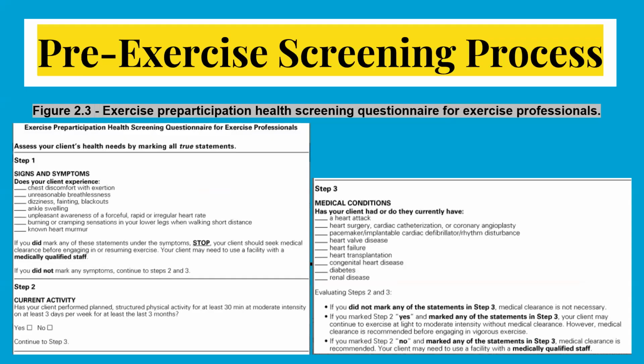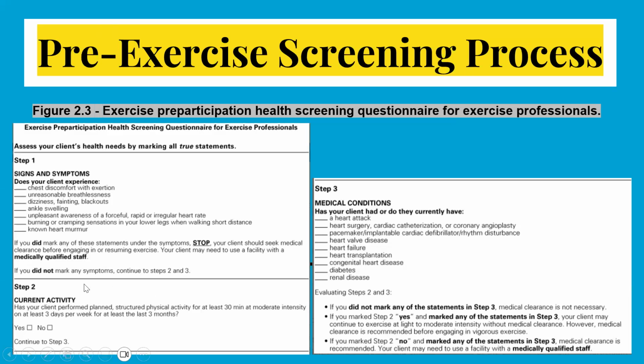The last thing that I want to finish off with is, again, that summary, a quick overview of the pre-exercise screening process. This is the most updated one from the ACSM 11th edition guidelines. This is figure 2.3 of your book. So step number 1, first things first, determine if there are any signs and symptoms of cardiovascular disease. Check off if any of these apply. And if you did mark any of these statements, stop and seek medical clearance before starting the exercise program.